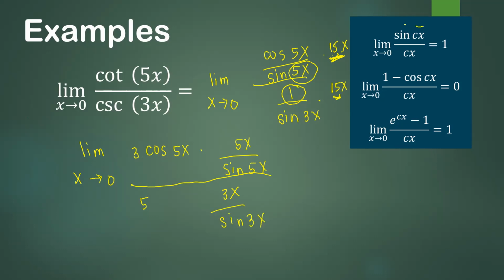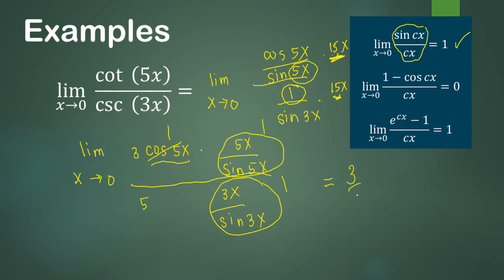Okay, so again, the reciprocal also applies. Even if cx is on top and sine cx is on the bottom, it is still equal to 1. So this will be equal to 1, as x approaches 0. Then, cosine of 5 times 0 is 1. So we have this 1 also. So we have 3/5 for our answer.